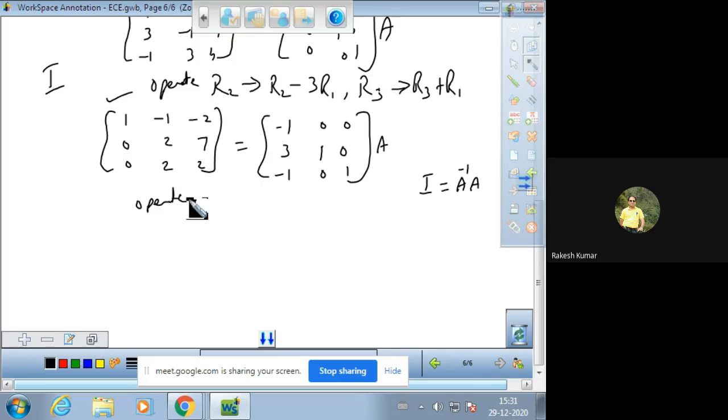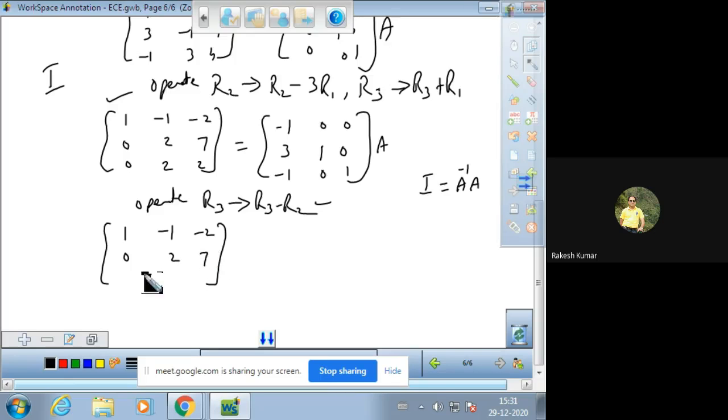So for this we shall apply R3 as R3 minus R2, and by applying this operation we can make this 0, because 2 minus 2 becomes 0. So in this term we are applying only one operation, so 0, and this will be 0, and this will be -5, because 2 minus 7 is -5 now, and on the right hand side -1 0 0, and 3 1 0, -4 -1 1 into A.